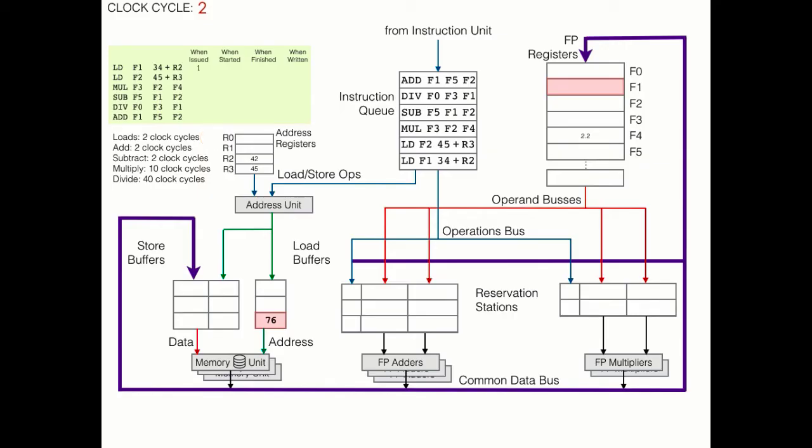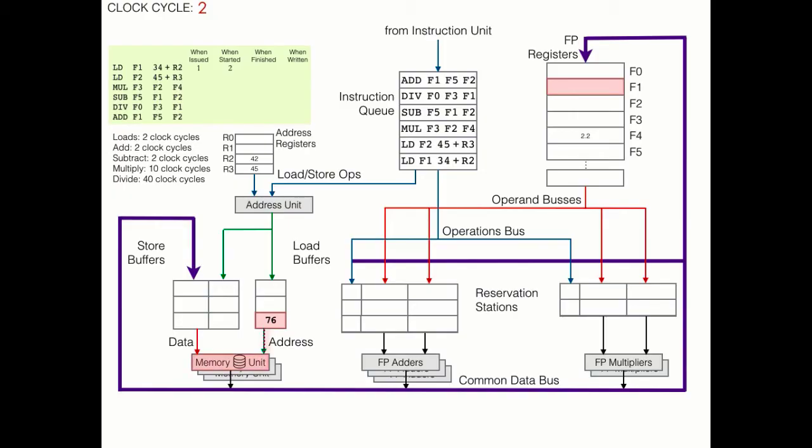In clock cycle 2, the first load command is ready to get underway. The address, once again in this case 76, is fed into the memory unit, which is responsible for fetching whatever data is in that address from memory. We'll mark it red to show that it's busy.